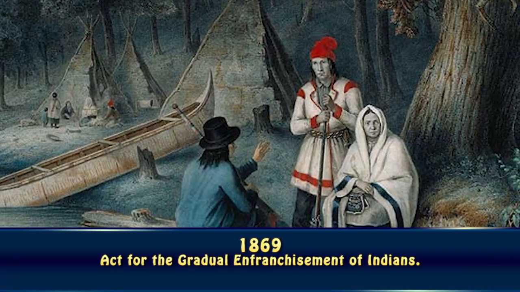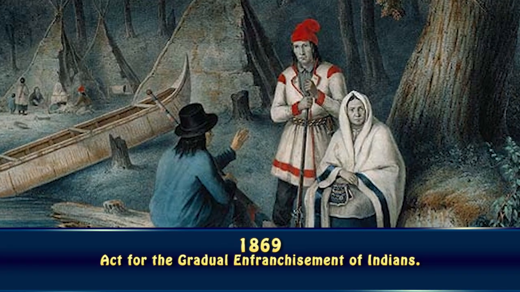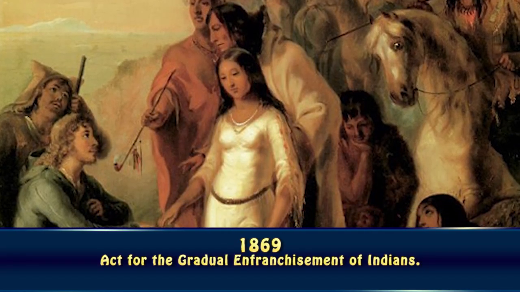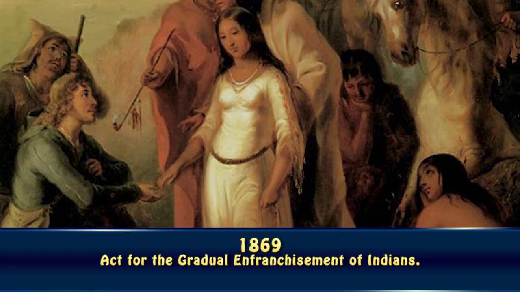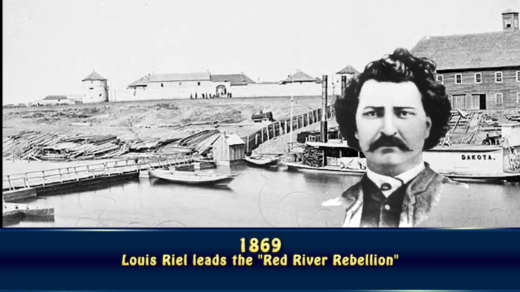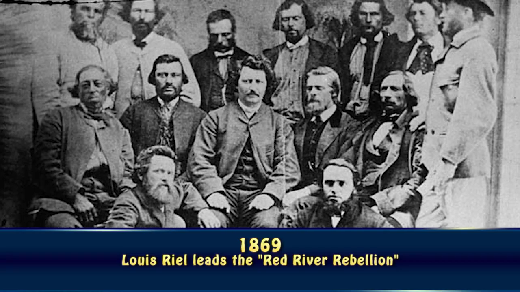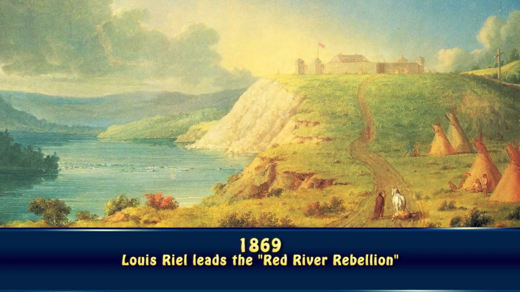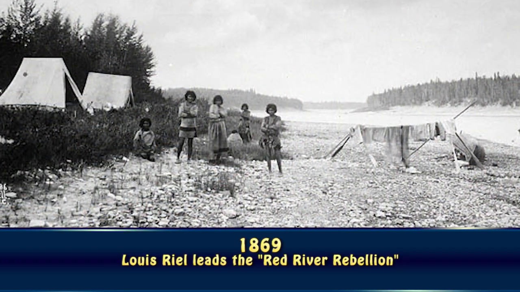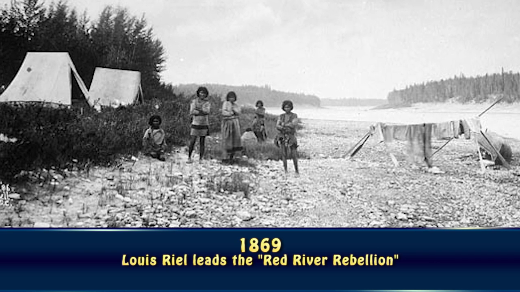The Act for the Enfranchisement of Indians creates categories of compulsory enfranchisement, with resulting loss of First Nations status for many. Louis Riel leads the Métis in Manitoba as the Hudson's Bay Company turns over Rupert's Land to Canada. This is conditional on Canada entering into treaties with First Nations before legal ownership is achieved.